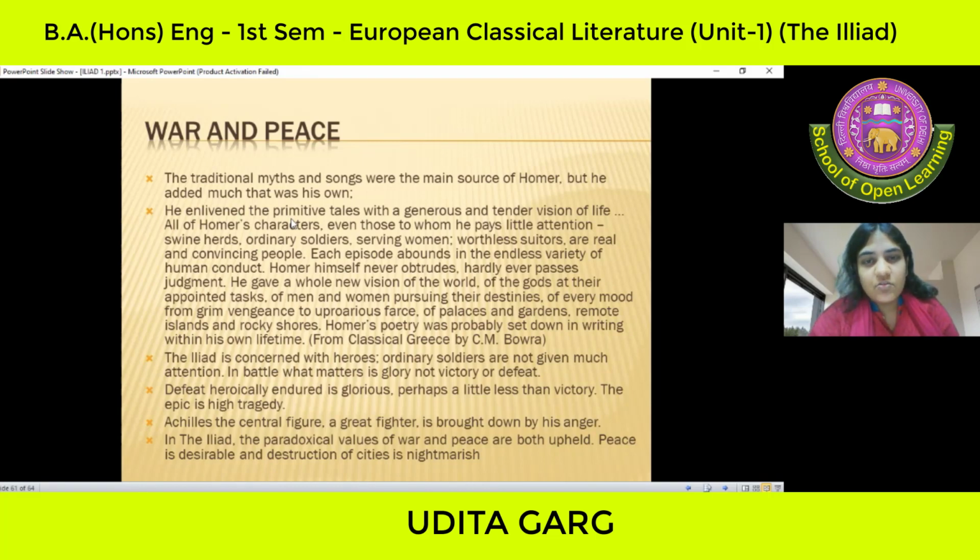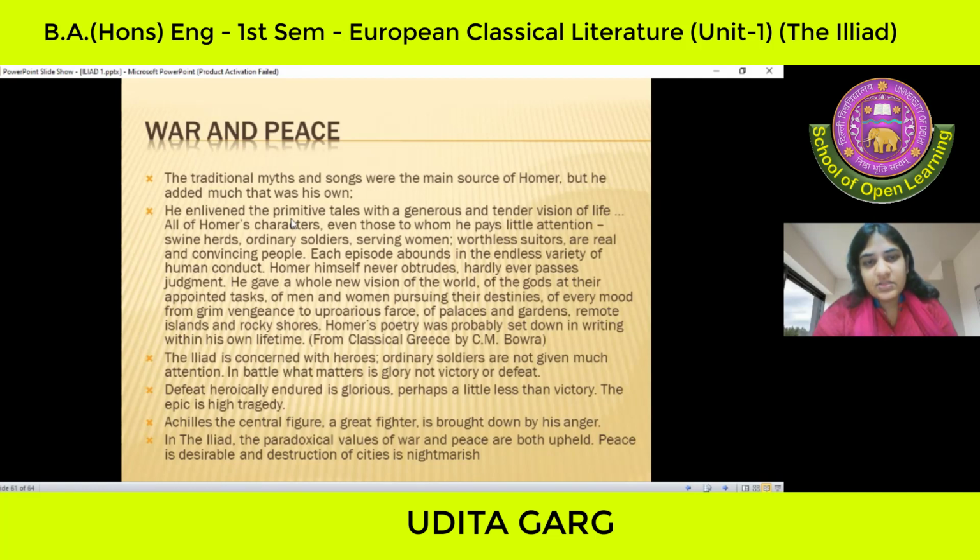So the traditional myths and songs were the main source for Homer, but he added much that was his own, right? So what do we mean by that? We said that the events of the epic happened in the 13th century BC, and the Iliad was written sometime around the 8th century BC, right? So all of the story, all of what was happening, all the songs and everything was already there in the traditional source of knowledge. And Homer, so this point is really about the contribution of Homer.